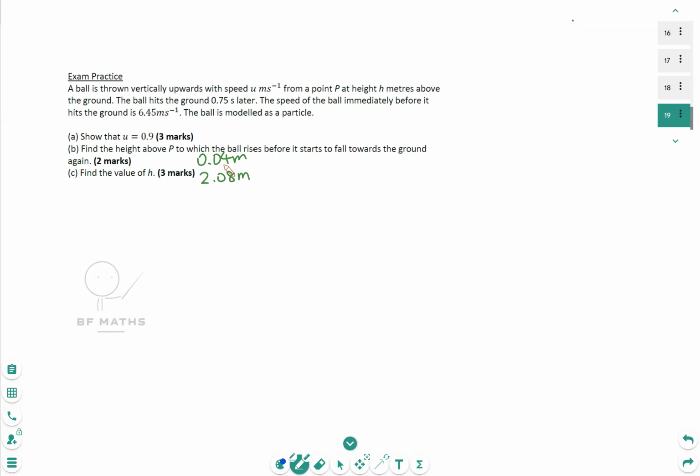So here are the answers for part B and part C. Okay, so let's draw a diagram. In here, the ball is being thrown vertically upwards at a point P, so that's the point P.